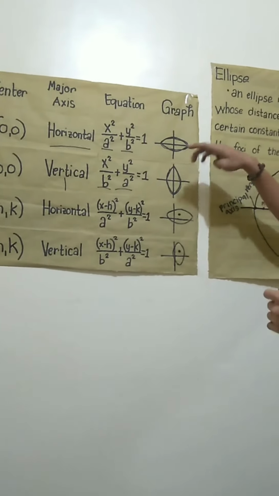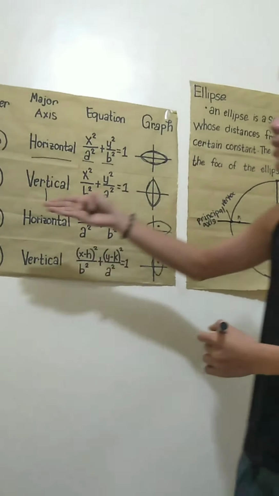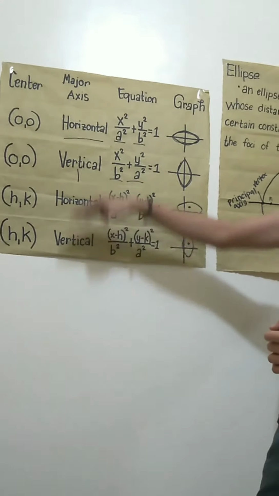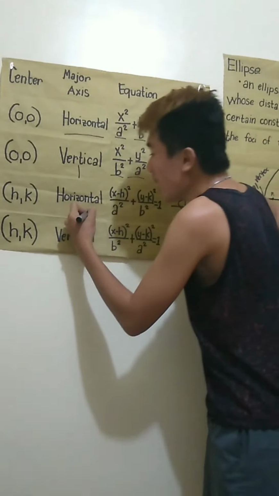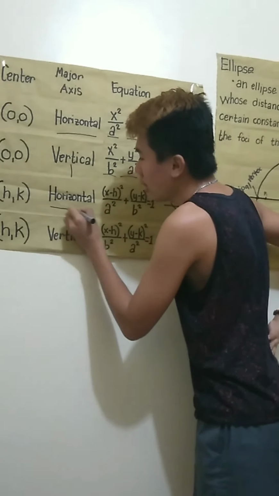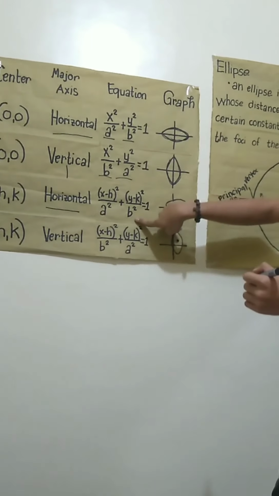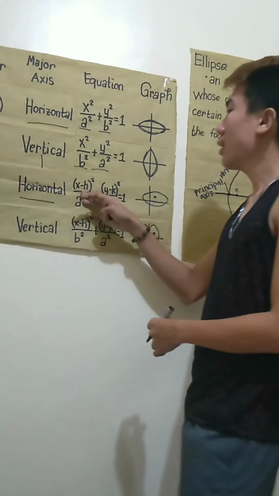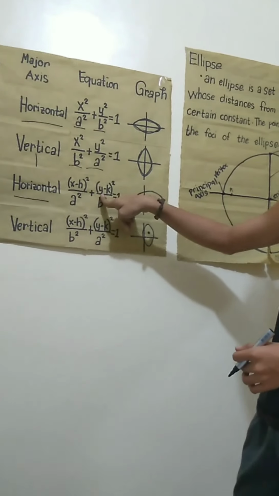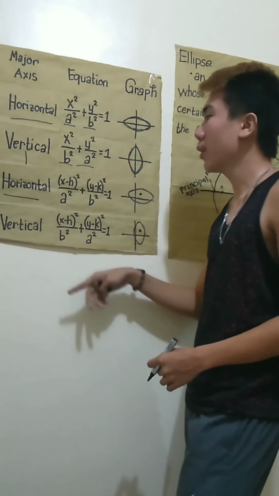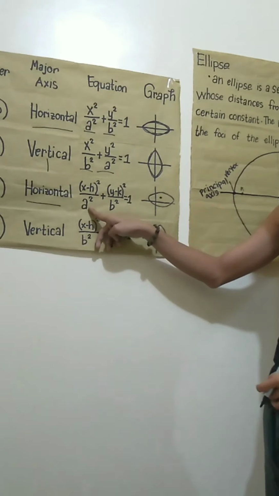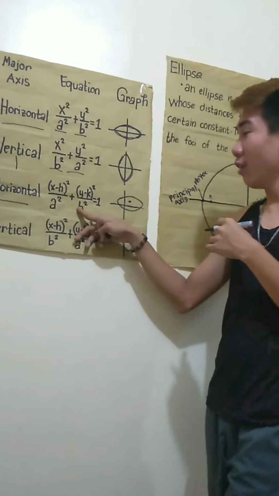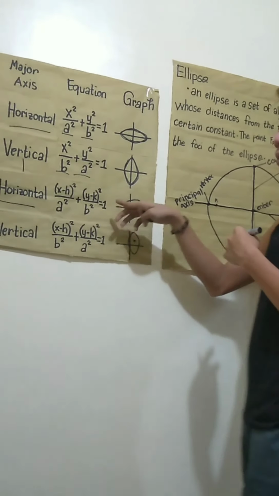So that is the form for the examples. If the center is (h, k) and the major axis is horizontal, then the equation, like the circle form, is (x minus h) squared over a squared plus (y minus k) squared over b squared equals 1.